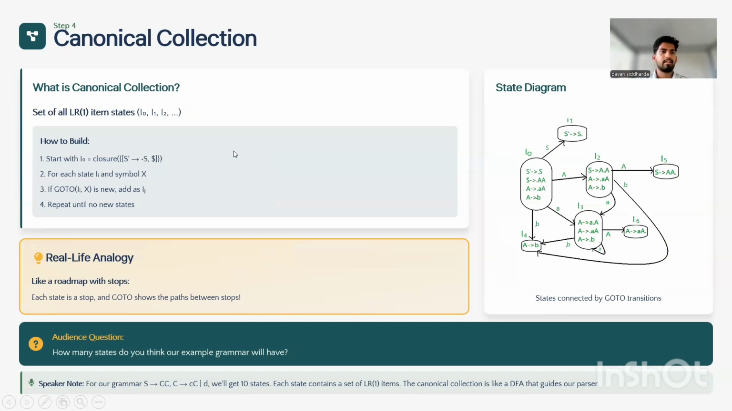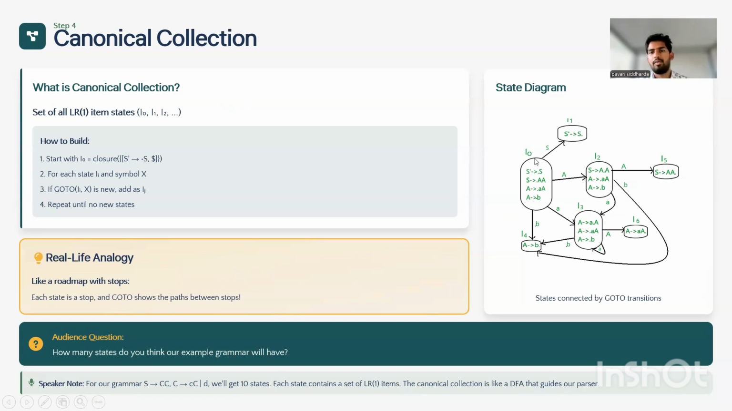Coming to the canonical collection. What is the canonical collection? The set of all LR(1) items in states I0, I1, I2, and so on is called the canonical collection. How to build it? First we start with I0. I0 means the augmented grammar state, with this dot representation. For each state Ii and symbol X, if GOTO of Ii comma X is new, add it. Repeat until no new states.